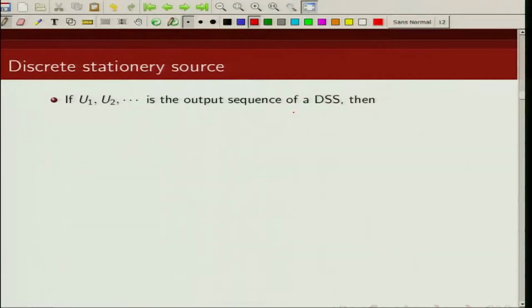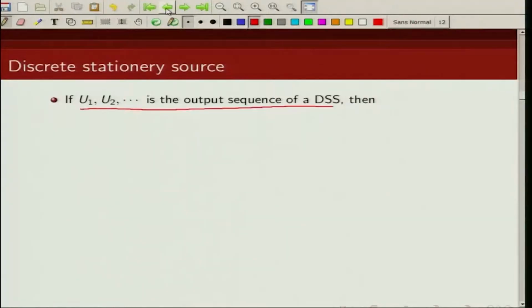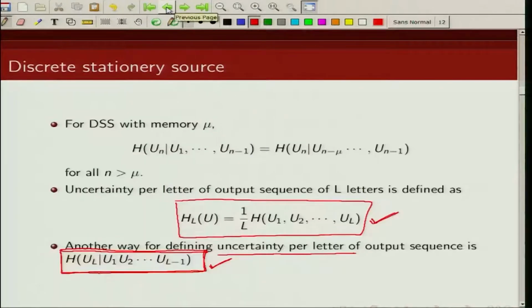Next we are going to prove some properties of the sequence which comes out of a discrete stationary source. If U1, U2, up to UN is the output of a discrete stationary source, then the following relation holds: the uncertainty in UL given U1, U2, up to U(L-1) is less than or equal to the uncertainty per letter, which is defined in this particular way.